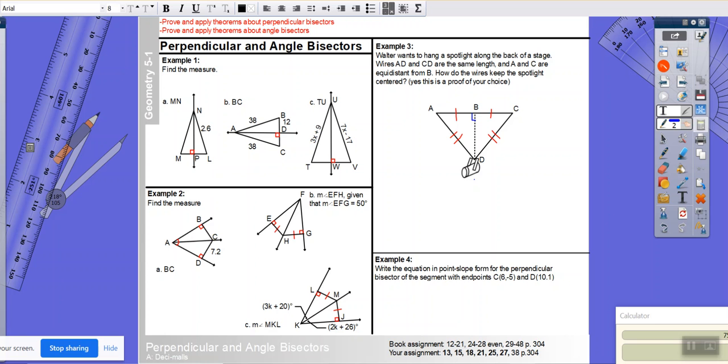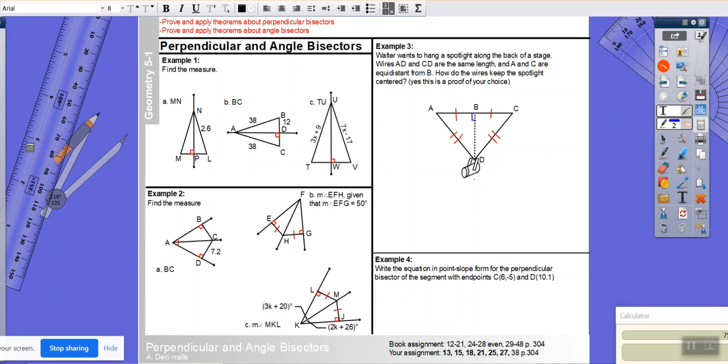Okay. Well, so we know that CD and AD are equidistant, right? And so if the same point is equidistant from both sides of the line segment, then it's on the perpendicular bisector. That is right. Wait, say that again?